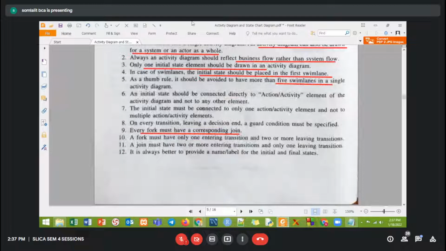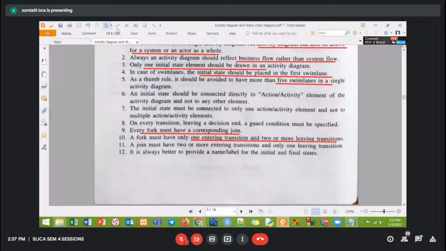Okay. Again, the same statement: the fork must have one entering transition and 2 or more leaving transitions. I said divide the particular activity into 2 or more. 1 or more is not possible, it must be 2 or more. A join must have, in reverse, 2 or more entering transitions and only 1 leaving transition. The opposite of join is fork.